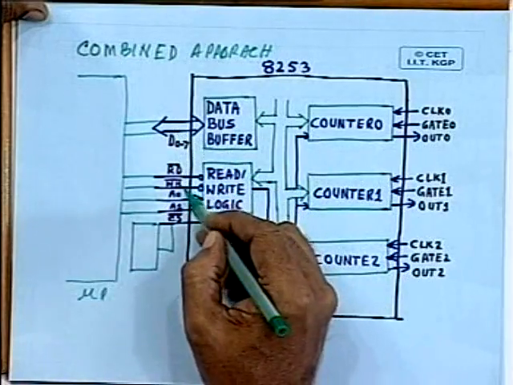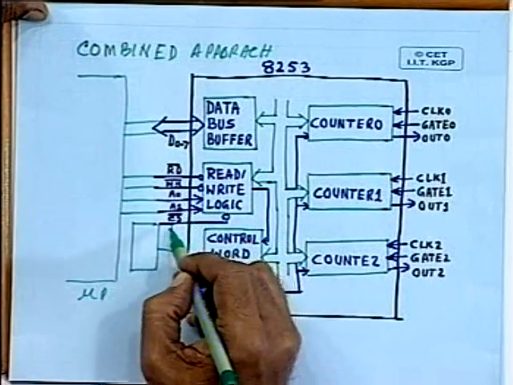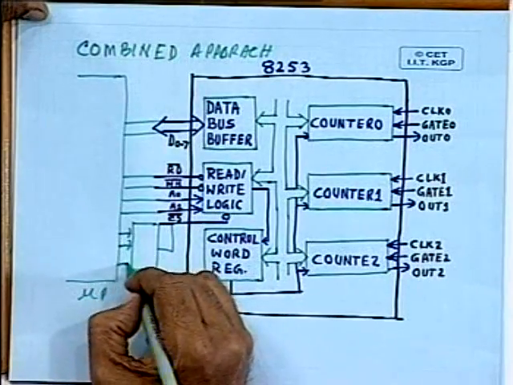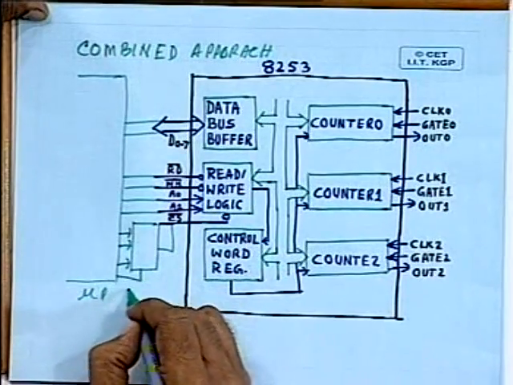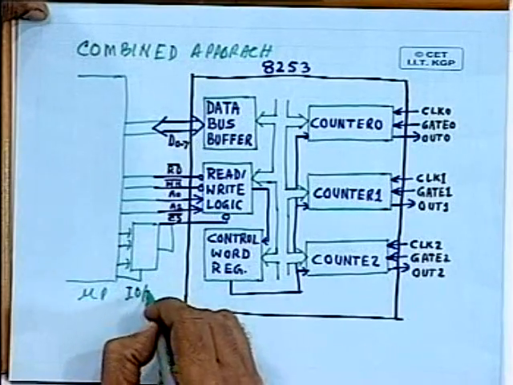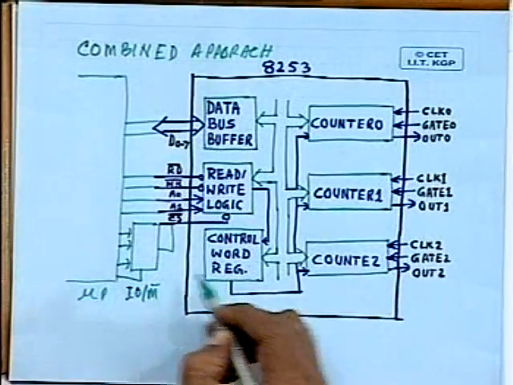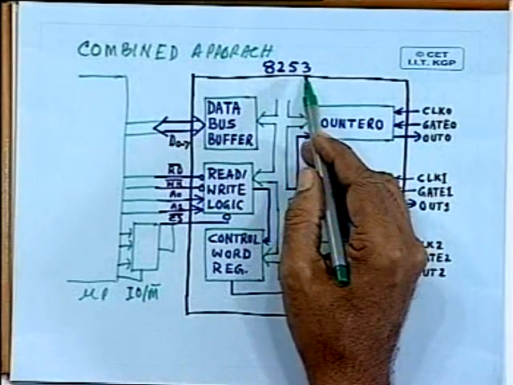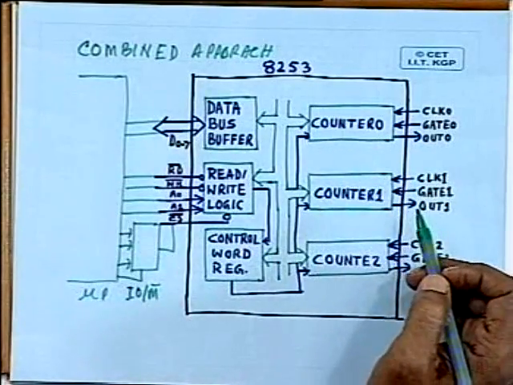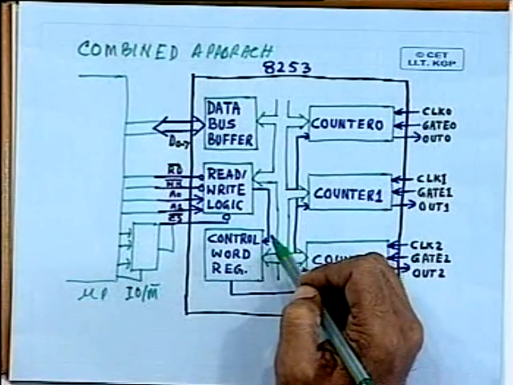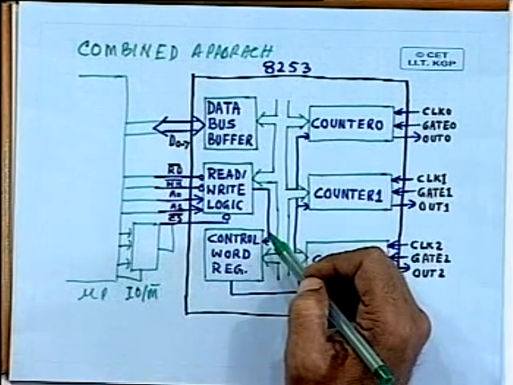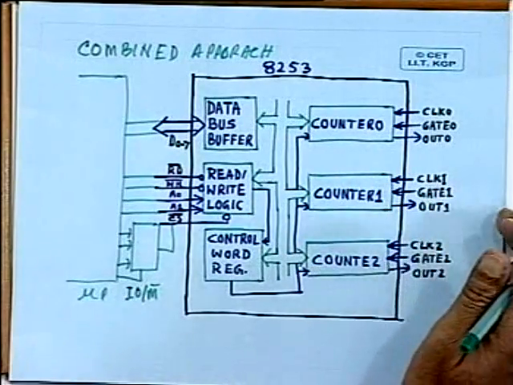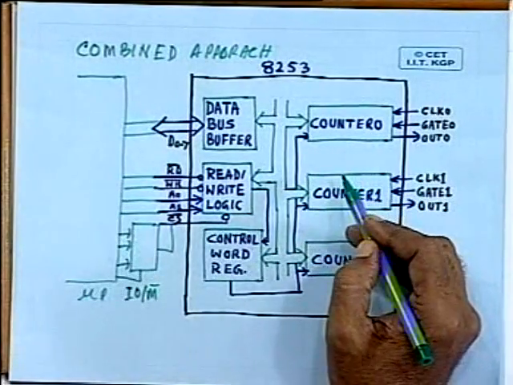The data lines, read, write, A0, A1, and only the chip select has to be generated with the help of some other address lines and the IO/M line. And that's how you can map various registers inside the 8253 programmable timer counter chip. Let us see what is inside this programmable timer counter chip. The internal block diagram is not much different from any other programmable device.